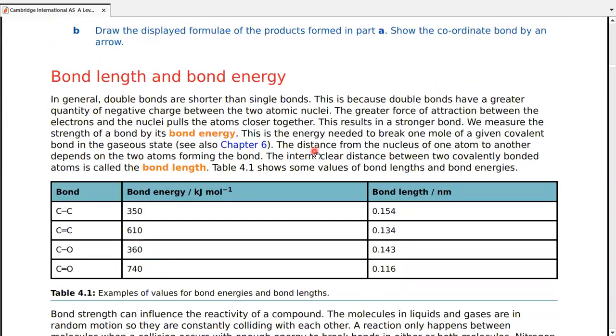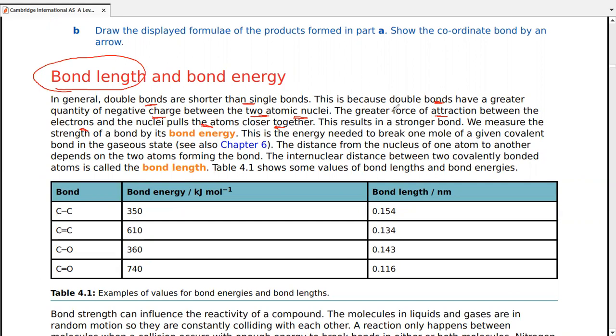and those are bond length and bond energy. Let's start with these ones first. In general, double bonds are shorter than single bonds, which means bond length is something that we can discuss as a characteristic of a bond, and different bonds would have different bond lengths. This is because double bonds have a greater quantity of negative charge between the two atomic nuclei. And of course, there is a greater force of attraction between the electrons and the nuclei, which pulls both the atoms closer together.